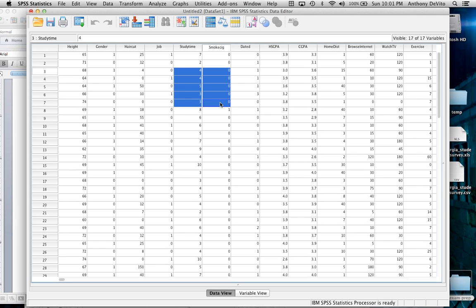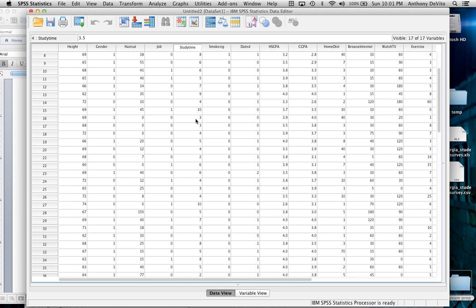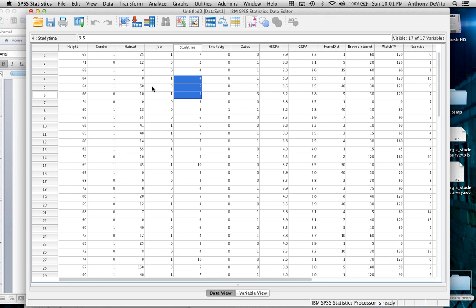Now I can't work with this like in Excel. I can't add this column up or do any of this kind of stuff. This is really just a database. It's just a list of all this data.